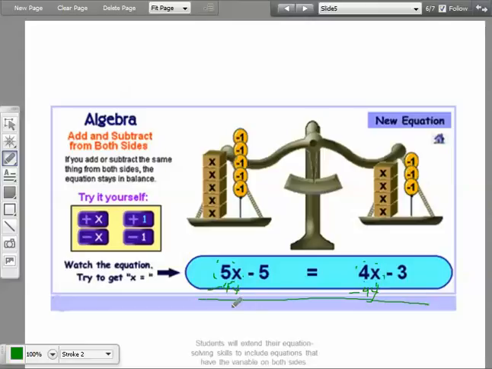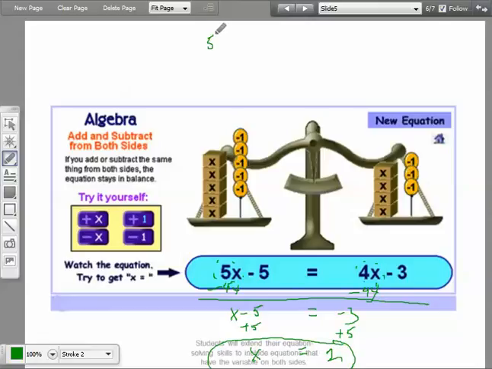And what am I going to get? I'm going to get x minus 5 equals negative 3. I'm going to add 5 to both sides of this equation. And I'm going to get x equals 2. Ta-da. There's my answer. I want to check and make certain it's right.